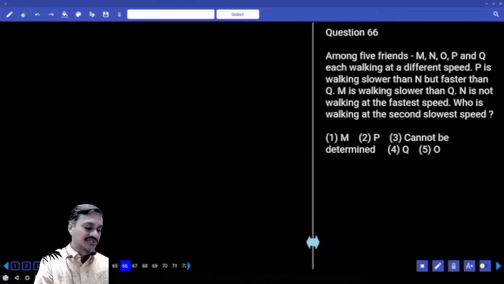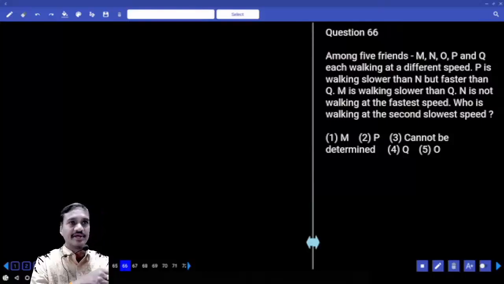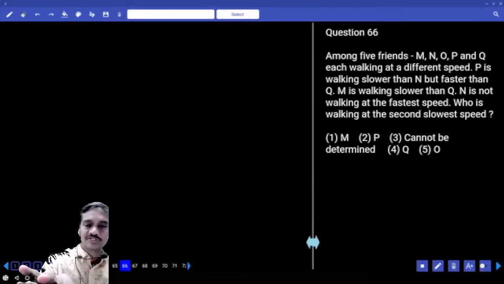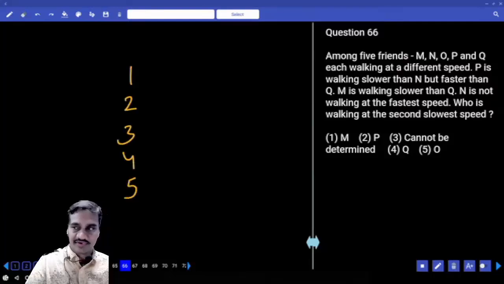Now question number 66. Tell me whether we are able to solve this one in the first priority or not. Among 5 friends, M, N, O, P and Q, each is walking at a different speed. 5 persons, 1, 2, 3, 4, 5, and they are walking at different speeds.